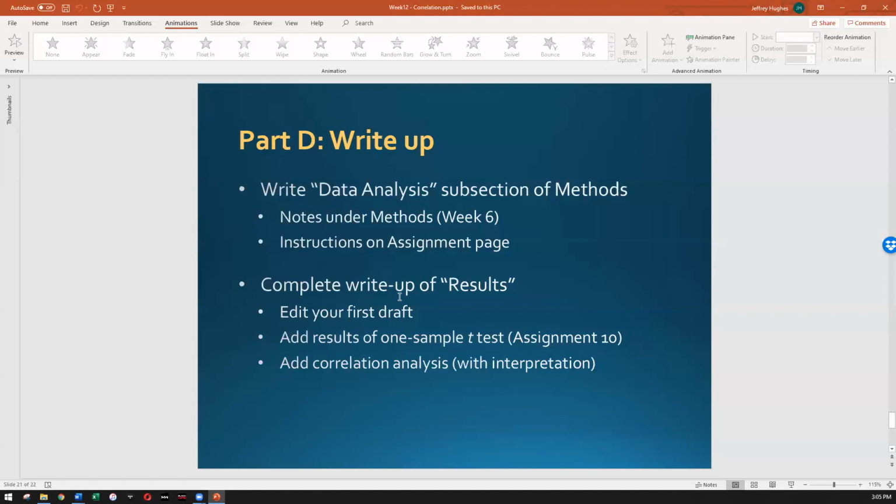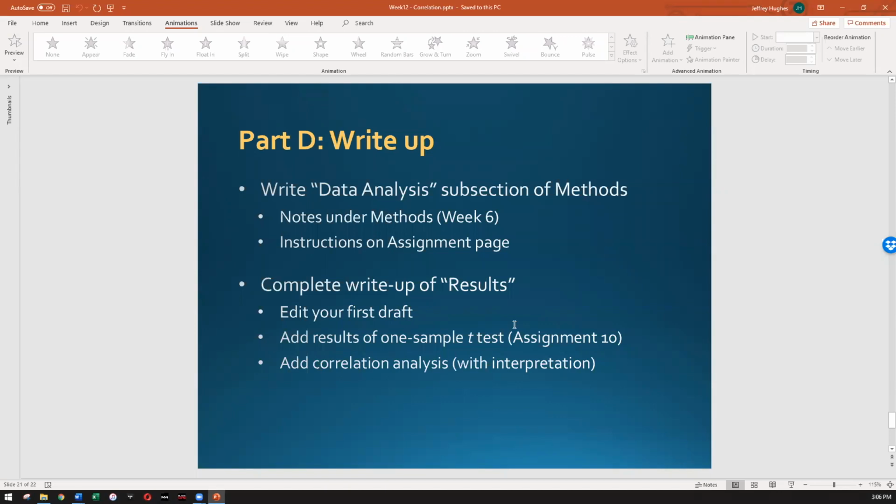So this means editing your first draft. You wrote a first draft however many weeks ago, but then you also need to add the results of your one sample t-test. So, do some edits from assignment number 10. If you have any questions about how to incorporate feedback or how to write an APA results for a t-test or a correlation, please let me know. I am available. So you need to add the results of your one sample t-test to your results page, as well as adding your correlational analysis with the interpretation.